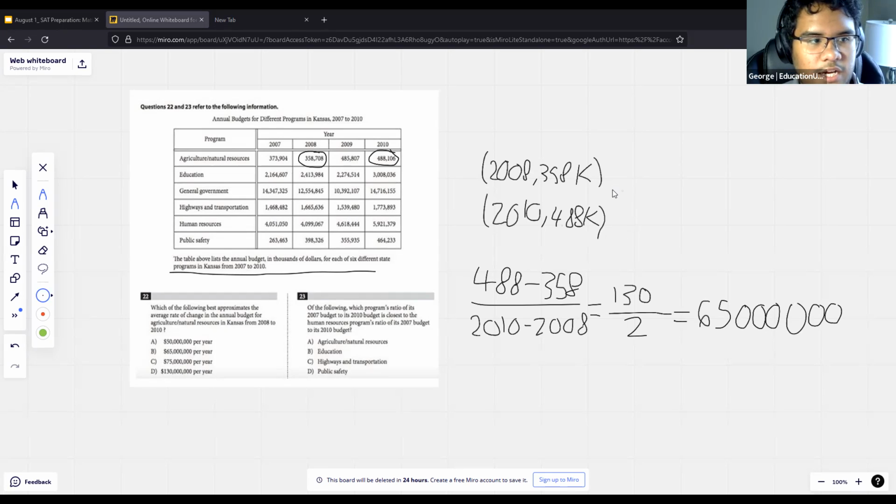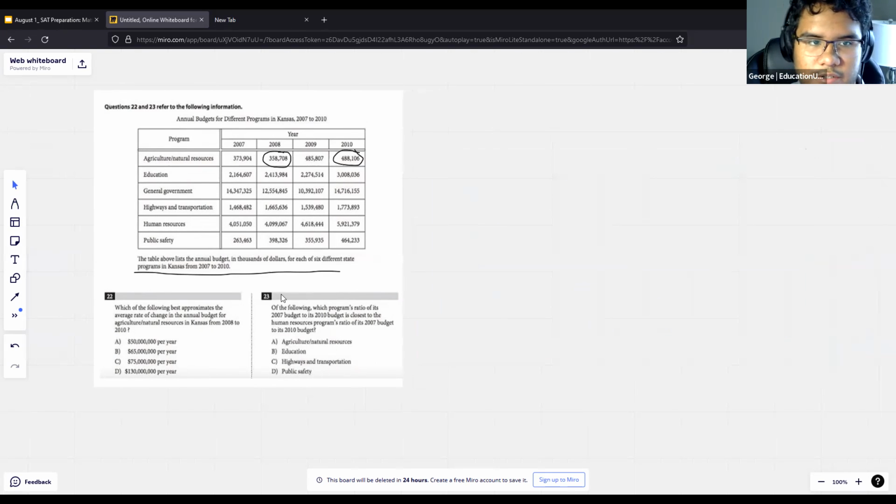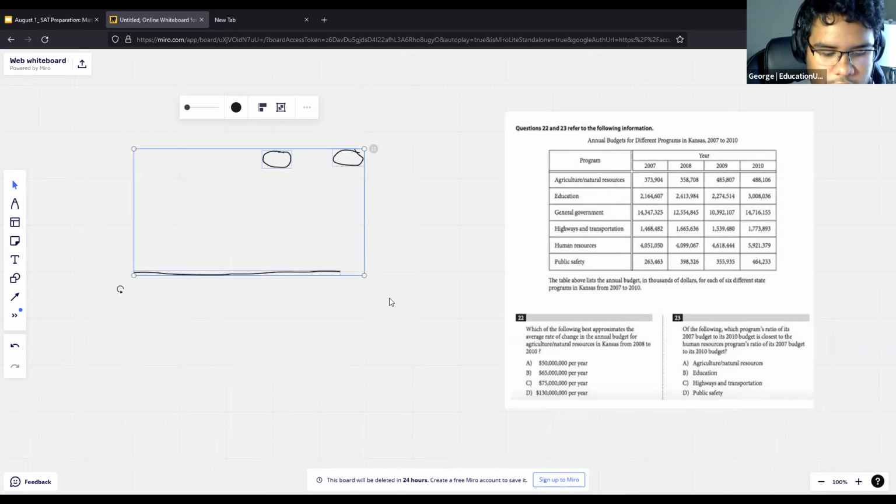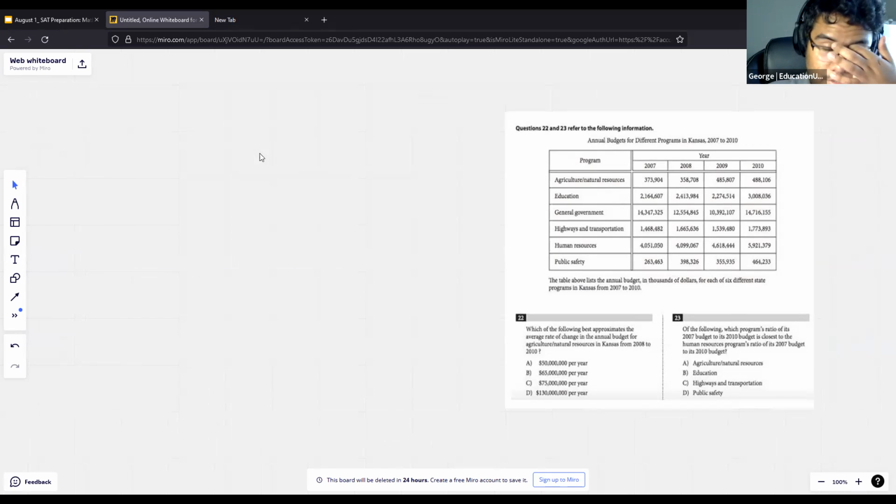But yeah, okay, let me explain number 23 then. This one seems a little more complicated, but there's actually an easier way. There's actually an easy way to look at it. So hold on, let me just erase this real quick.